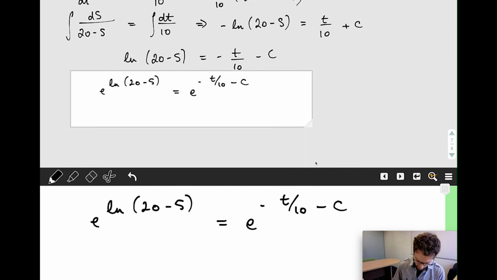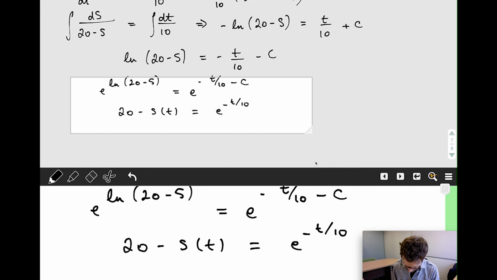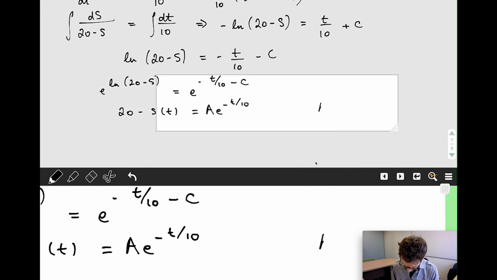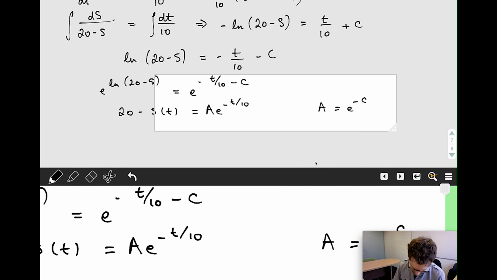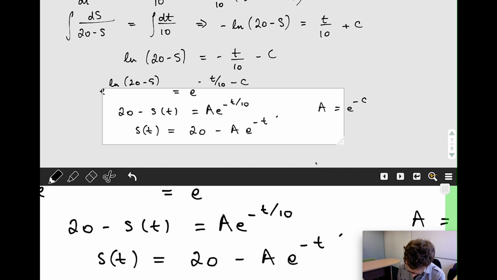Exponential and natural log are inverses of each other, so that's going to give me 20 minus S(t) on the left-hand side is equal to e to the minus t over 10, and I can introduce a variable A, which is e to the minus c. So that additive constant of integration is turned into a multiplicative constant because I've got exponentials. The last step then is just to rearrange this to find a solution for S(t). So I've got S(t) is equal to 20 minus A e to the minus t over 10.